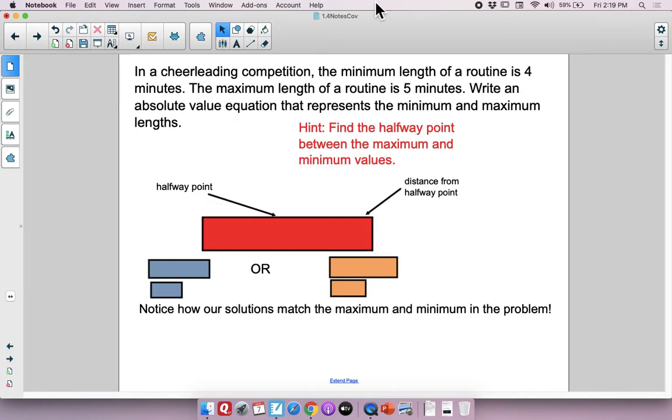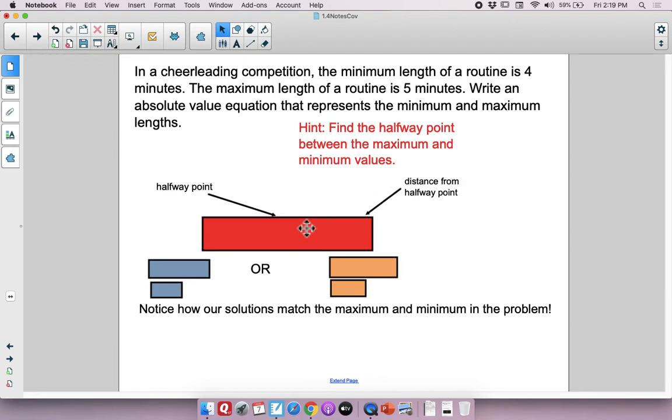Okay. So now we're going to learn about writing an absolute value equation that represents the minimum and maximum lengths of something. So in a cheerleading competition, the minimum length of a routine is 4 minutes. The max length of a routine is 5 minutes. Write an absolute value equation, so one equation, that represents the minimum and maximum lengths. Here's a hint. Find the halfway point between the maximum and minimum values.